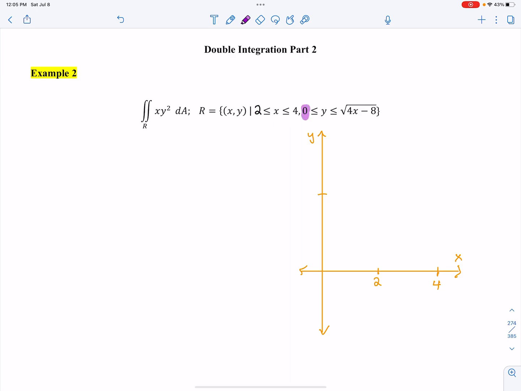All right, but this is the different part. Y now is between 0 and now a function. This is just like setting it up in Calc 1, but they would draw this part for us and then tell us to find the area. But now we're going to let this be our region. How I figure this out, I know that X is going from 2 to 4.